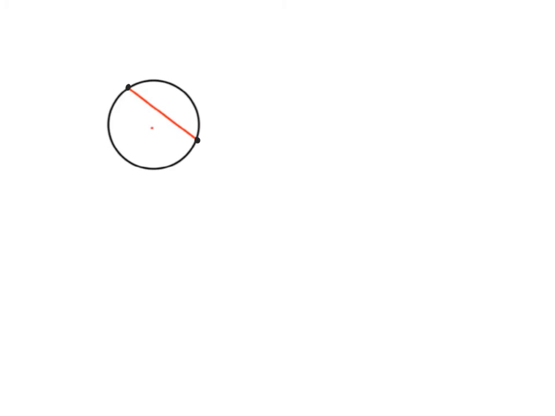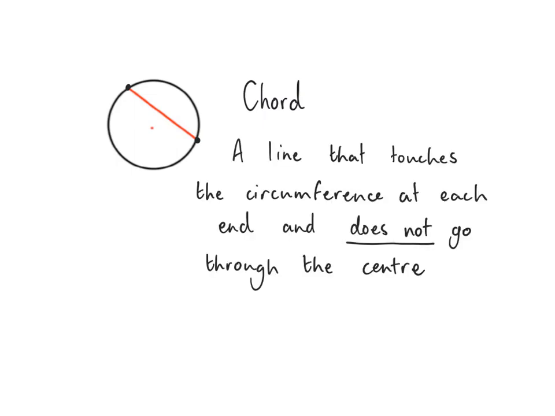And because it's not going through the centre, it has a special name called a chord. Sometimes when people don't know what that word is, they say cord. Cord isn't the word, it's called a chord. So a chord goes from one part of the circumference to another, and it does not go through the centre. So a chord is a line that touches the circumference at each end, and it does not go through the centre. Just pause the video and write that down now.